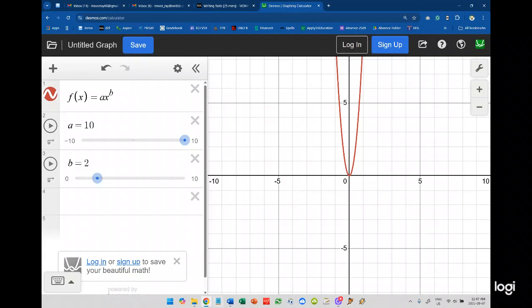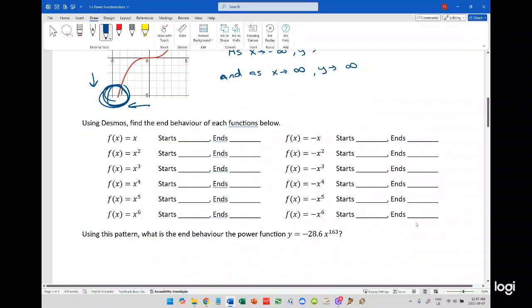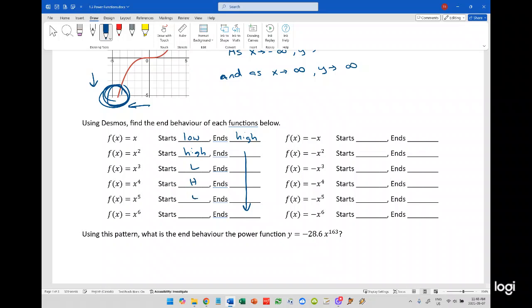All right, so going back over to our paper here, we noticed that when A is positive, which is basically all the stuff on the left, we always ended high. Always, always ended high. And when we started off with an odd exponent, 1, we started low. And when we had x squared, we started high, like a parabola. And then low, high, low, high. So we just alternate back and forth.